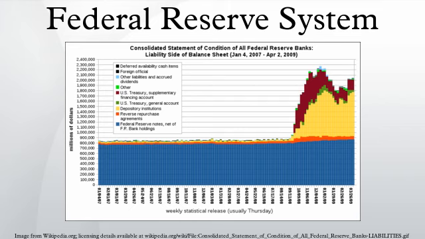Both the discount rate and the federal funds rate influence the prime rate, which is usually about 3% higher than the federal funds rate. Reserve requirements.